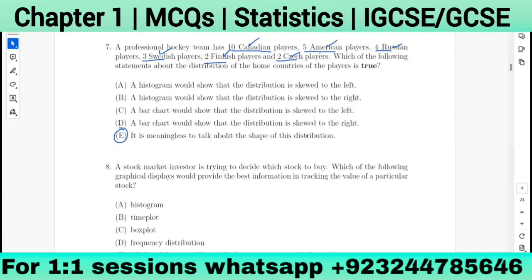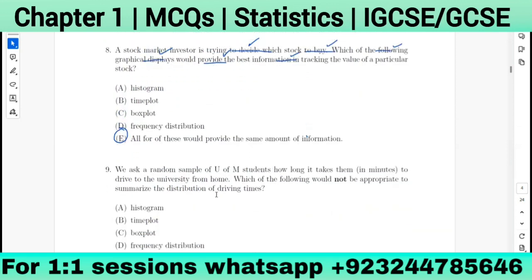A stock market investor is trying to decide which stock to buy. Which of the following graphical displays would provide the best information in tracking the value of a particular stock? Whenever a person has to buy stocks, and whenever the word tracking is used in the information, tracking the value of the stock, you can go for the time plot, because they have to track the value of a particular thing.